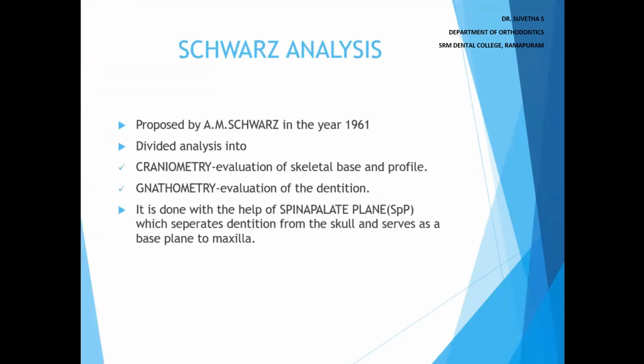Schwarz analysis was given by A.M. Schwarz in the year 1961. He basically divided the analysis into craniometry and gnathometry. Craniometry is nothing but the evaluation of the skeletal base and profile, whereas gnathometry deals with the dentition. So he did that by dividing the upper part and lower part of the skull using the line or the plane called SPP, which is nothing but spina palate plane.